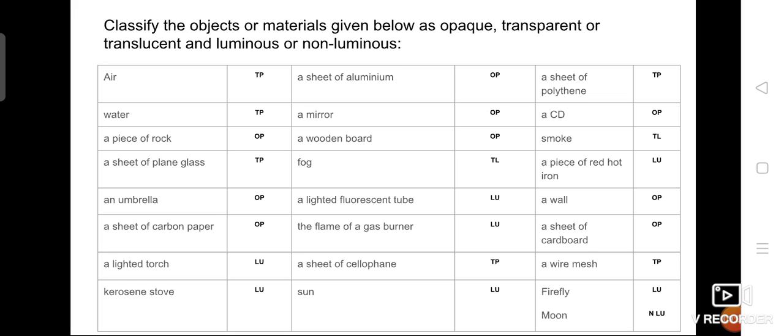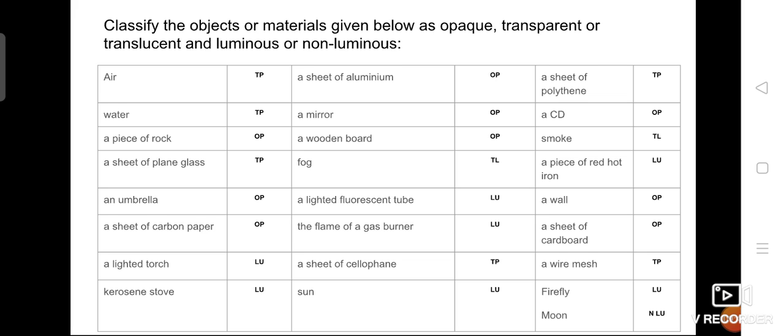Next, wooden board. Wooden board cupboards we are having, right? That is also opaque. What about fog? In the morning time, in hilly areas, you can find fog, snow, isn't it? In fog, you can find things, but it should be very dull, isn't it? Yes, that is a translucent object. Next, a fluorescent tube, tube light. It gives light, so it is a luminous object. A flame, the flame of a gas burner, again light, so it is luminous.